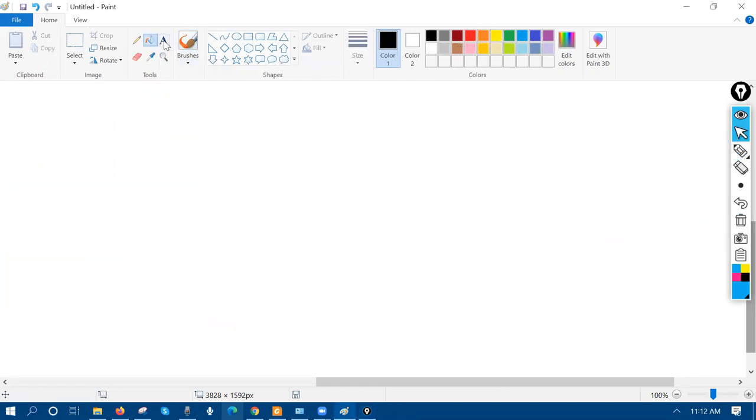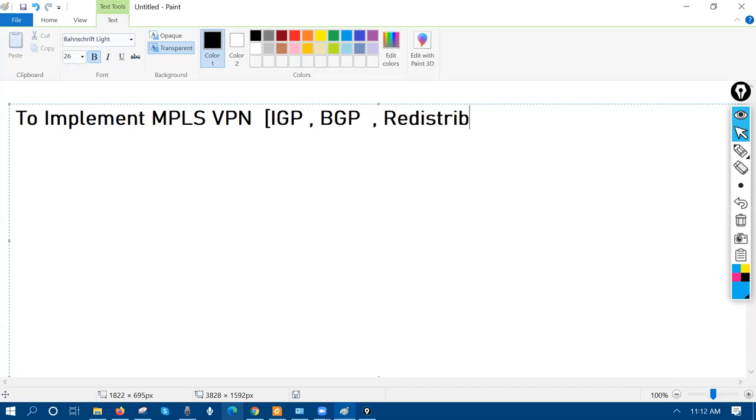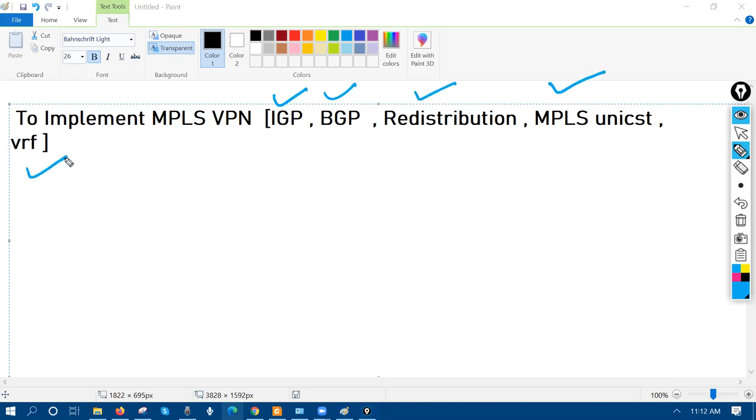To implement MPLS VPN, you must have knowledge of the IGP protocol, the BGP protocol, and redistribution. These are the prerequisites. You must also have knowledge of MPLS unicast and VRF. We have already done each and every one of them: IGP, BGP, redistribution, MPLS unicast, and VRF as well.